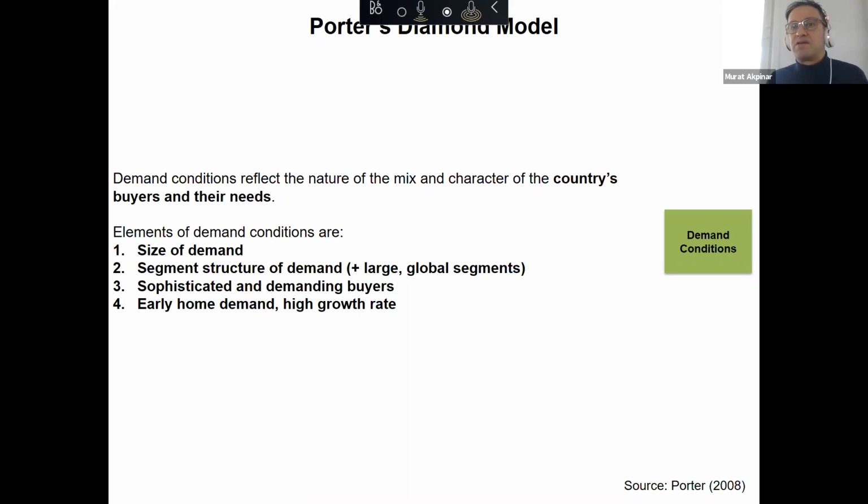But how can we measure whether, let's say, German customers are more demanding than Finnish customers or French customers? So that is perhaps not so easy to buy this kind of argument.